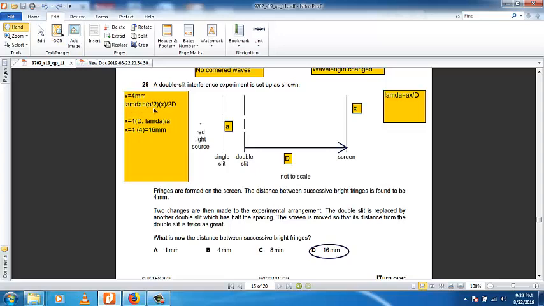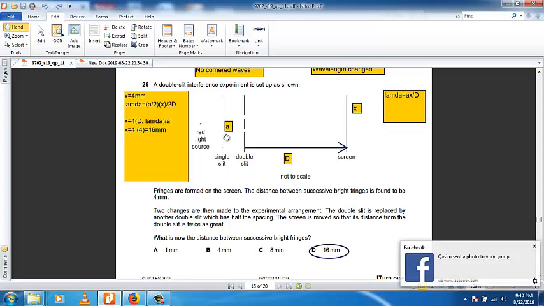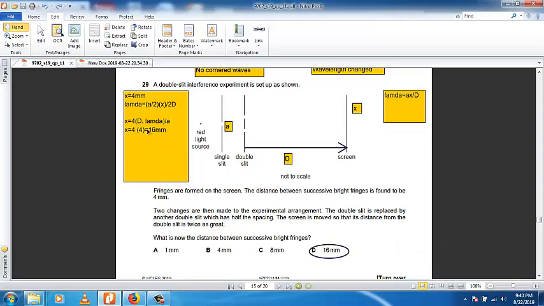After that, it says the double slit is replaced by another with half the spacing, so a by 2. This a is divided by 2, so x remains the same, divided by 2D. The distance is being doubled, so it becomes 4 times lambda D by a. Initially it was 4, so it becomes 4 times 4, which is 16 millimeter.